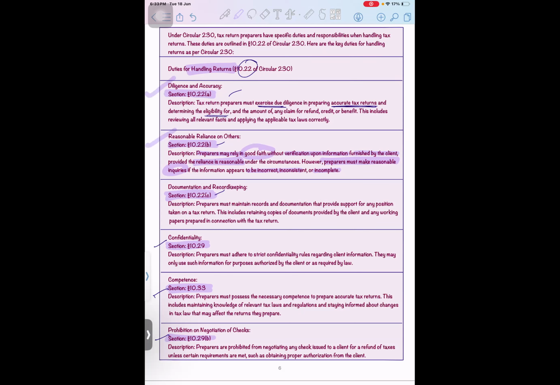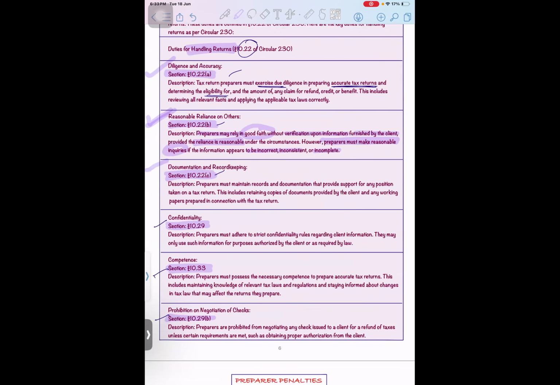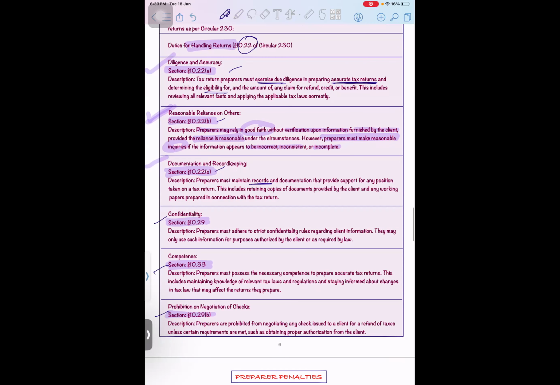So this is just checking the truthfulness. Second, whatever unreasonable thing you find, you will inquire about those things, right? The third duty is that you should document and keep on record all the information which you feel can increase or decrease the tax liability. The preparer must maintain records and documentation that provide support for any position taken on the tax return.